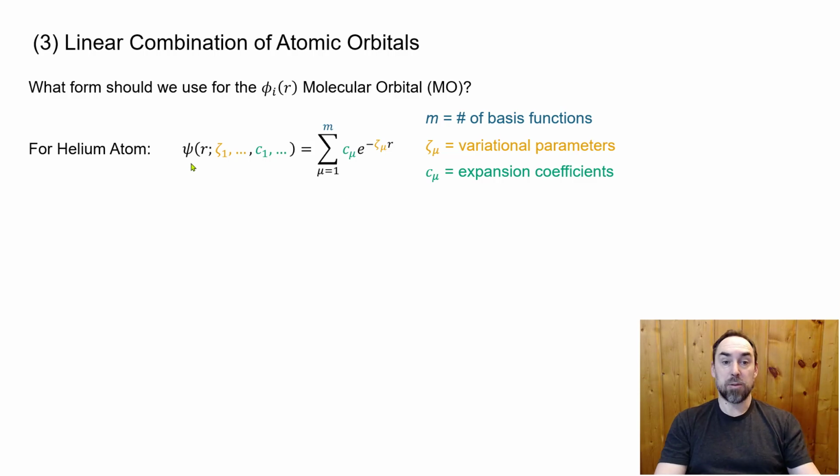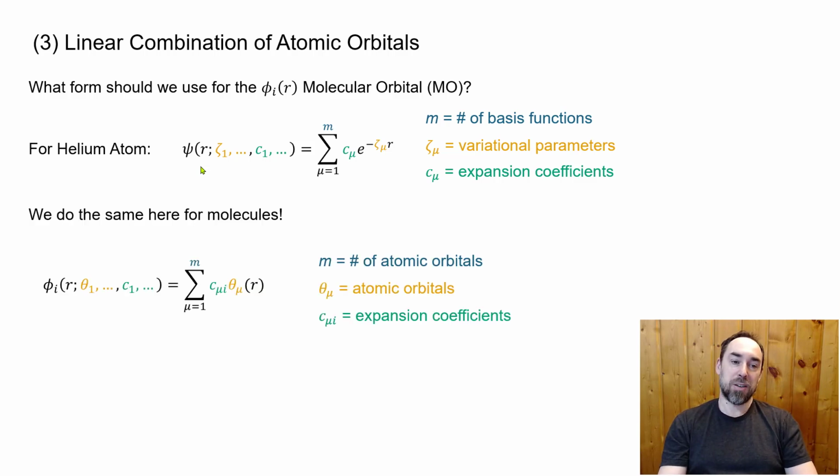For the helium atom, when we were trying to describe our wave function, we wrote it as a linear combination of hydrogen-like orbitals, and we optimized these variational parameters so that they minimize the energy. So we wrote that the helium atom wave function is a linear combination of basis functions. Guess what? We're going to do the same here for molecules.